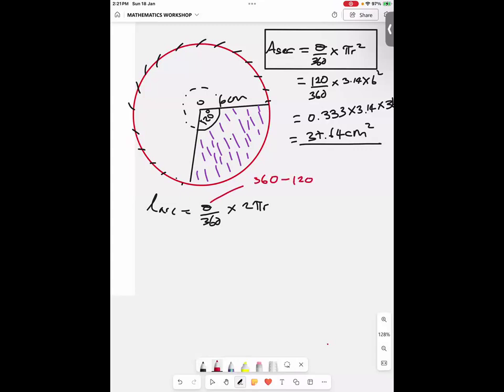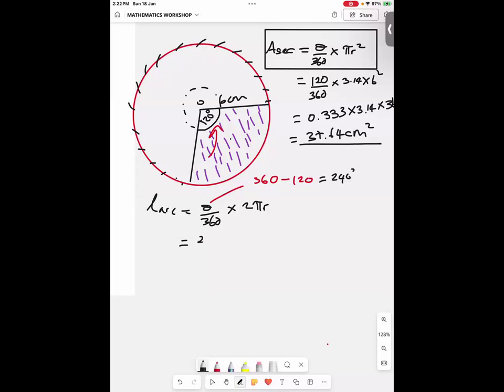Sir, why? Because they said major, and what we have is the minor. So if you want the major, you have to take the minor away from the complete angle to get the major. All right, so hopefully that makes sense. I think I would have gone through an example like this in class. All right, so in this case, I know that 360 minus 120 is going to give us 240 degrees.